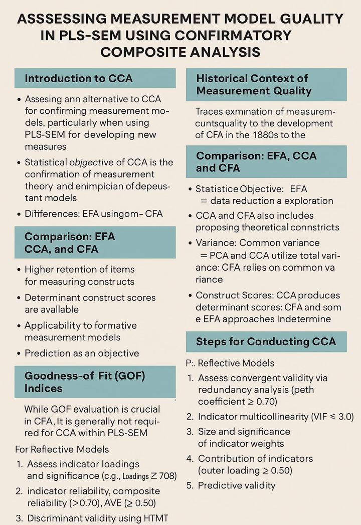Step 2, assuming collinearity is okay: examine size and significance of path coefficients. This is where the rubber meets the road for your theory. Here's where you test your main hypotheses. Do the relationships you predicted actually show up in the data?